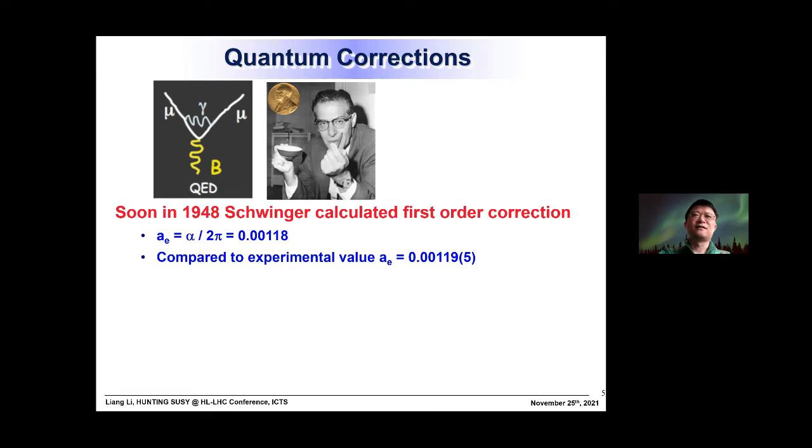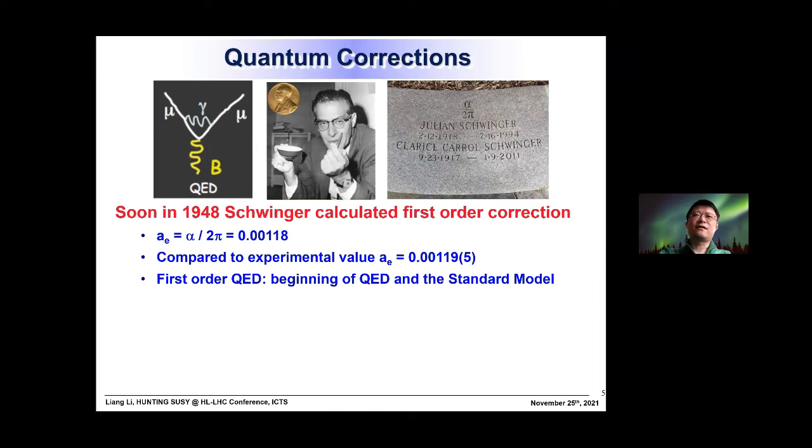So this is the tone or the general idea of these precise measurements. It's very precise, and there's always a difference between the experiments and theory. And then this drives us to the first order QED corrections and the foundation of the standard model. And that's why Julian Schwinger put this on his tomb, right? So it's a lifetime achievement.